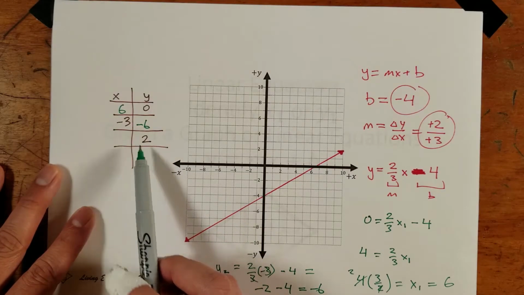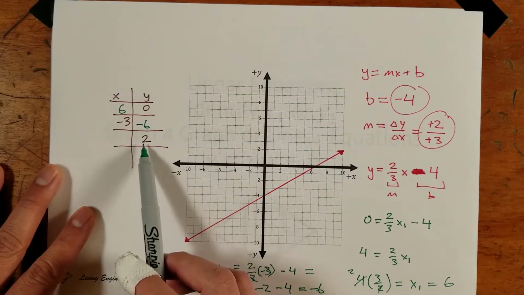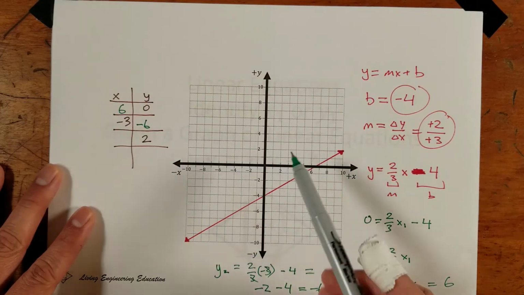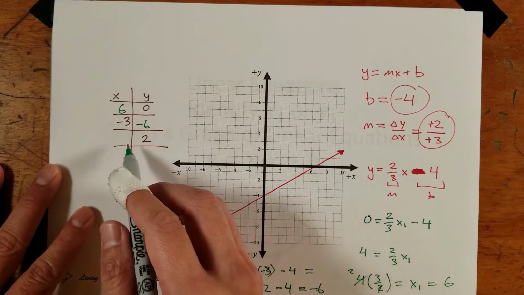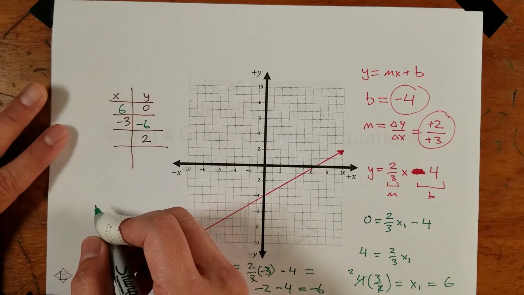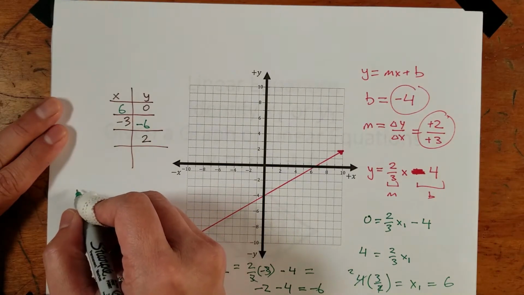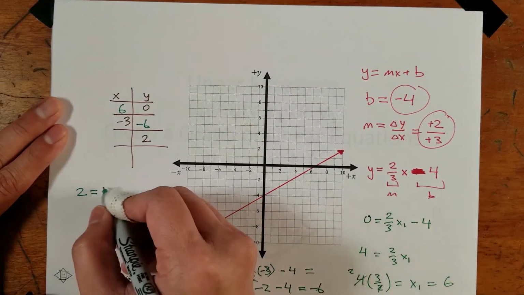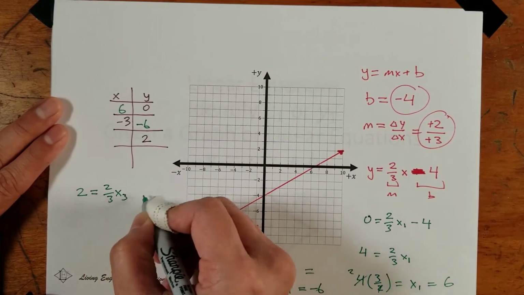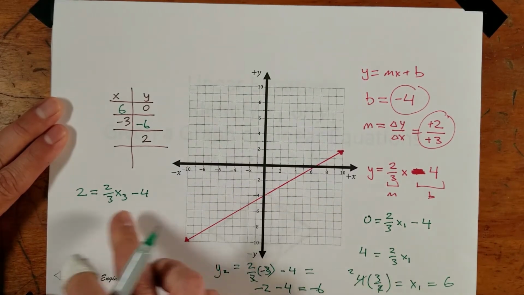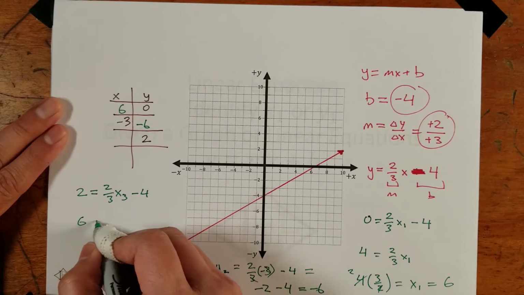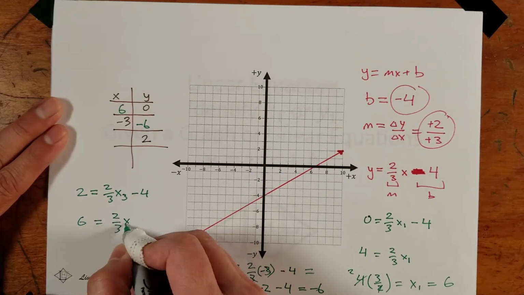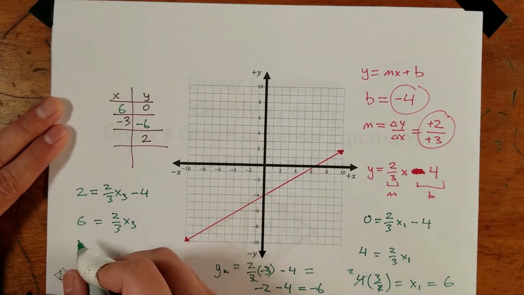For point 3, we have a y value of 2 right there, and they want to know what x is. So I can work out the problem here. So 2 is equal to 2/3 x3 minus 4. Add 4 on both sides, I get 6 is equal to 2/3 x3, multiply by 3 halves on both sides.